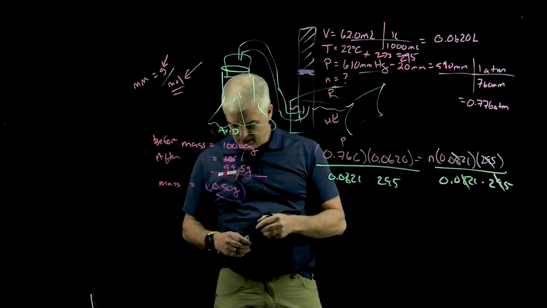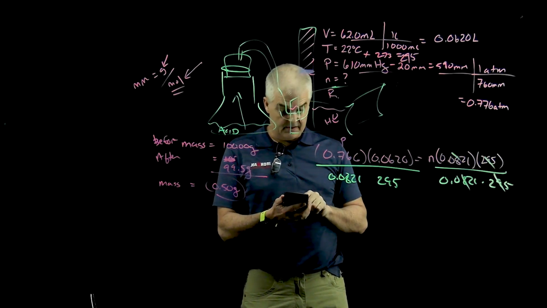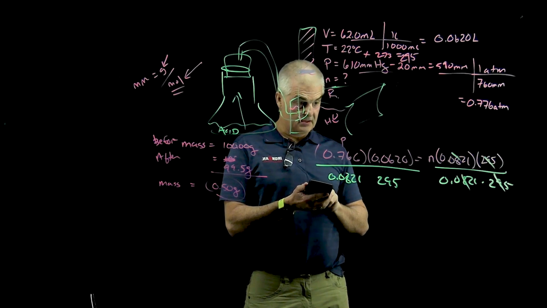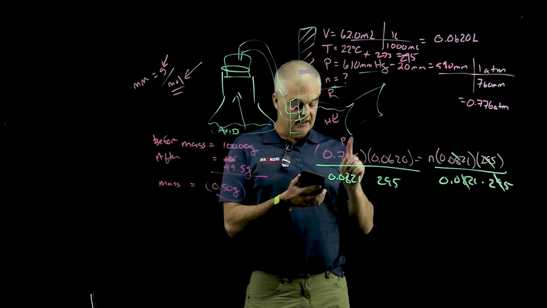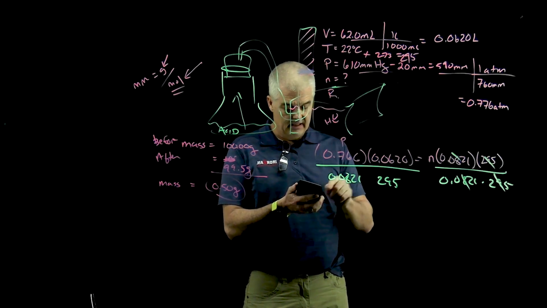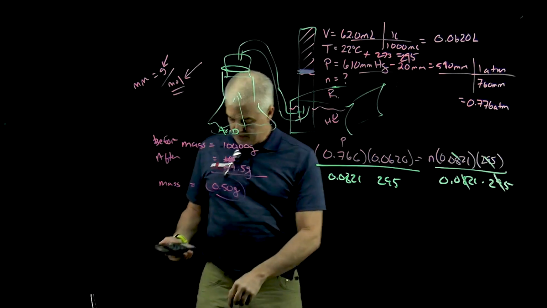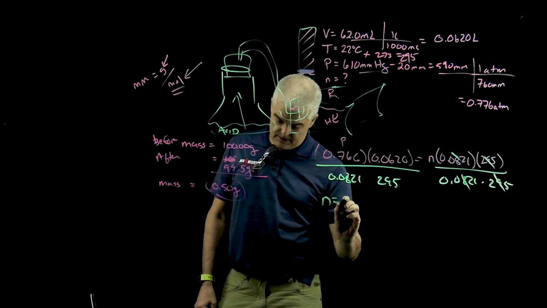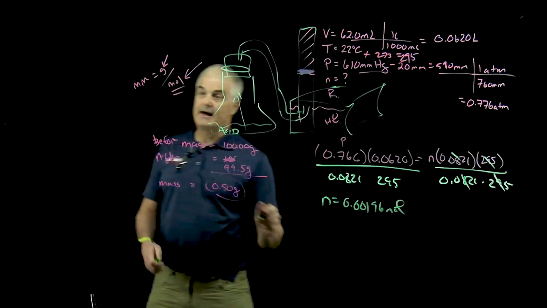So on my calculator, I'm going to type in this number here, 0.766 times 0.062 divided by 0.0821. Watch now. Divided by 295. Do not times them. And I get the grand total, a tiny number. That's going to be typical, by the way. n is 0.00196 moles. So that is my moles.